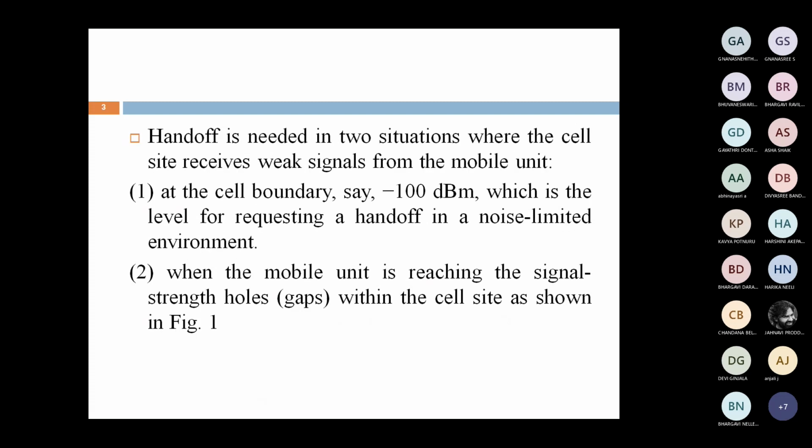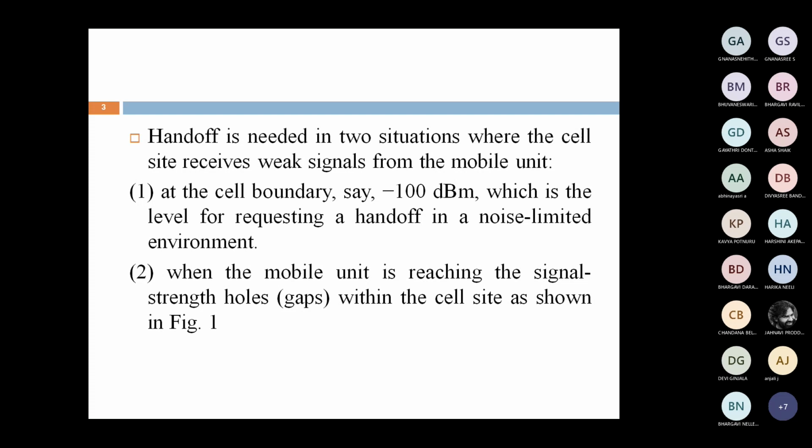Handoff can be done in two situations, especially. The first situation is weak signals. Suppose the cell boundary is defined at minus 100 dBm received power. Beyond minus 100 dBm the signal becomes weak and the call would be terminated, so at that time we raise the handoff.